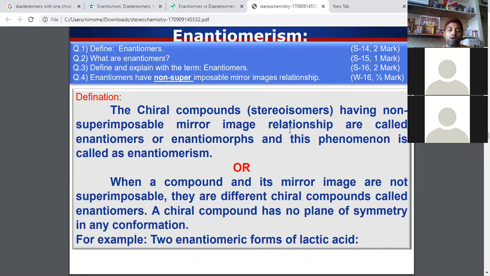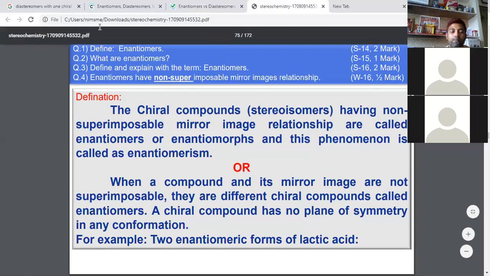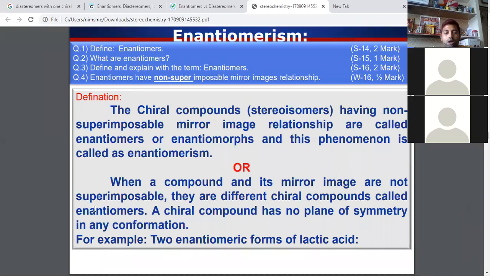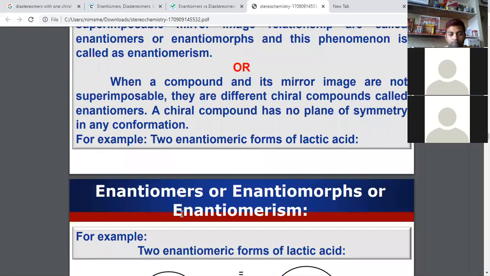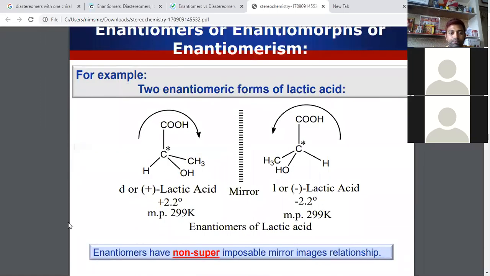Understood? Yes, sir. What is superimposable? They can be placed on top of each other. Okay. So when a compound and its mirror image are not superimposable, they are different chiral compounds, known as enantiomers. A chiral compound, okay, this is not important. We'll take examples. See here.